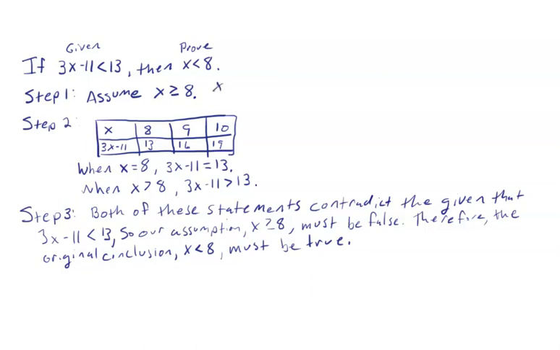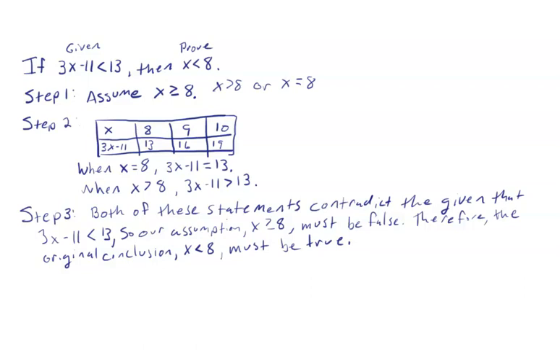This would be x is greater than 8 or x is equal to 8, right? These are the only 3 choices. Either it's less than 8, greater than 8, or equal to 8. Those are the only choices that we have. In step 2 then, we make a table of values with values that fit the assumption that we're making. So we have x is equal to 8 and greater than 8, 9, and 10.